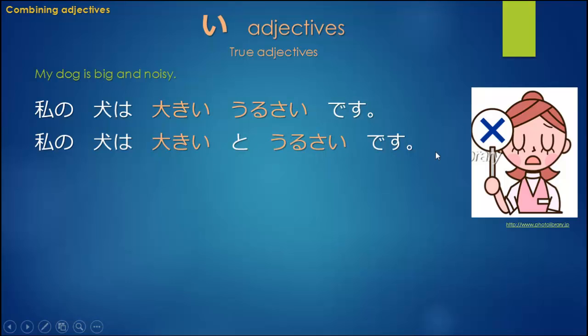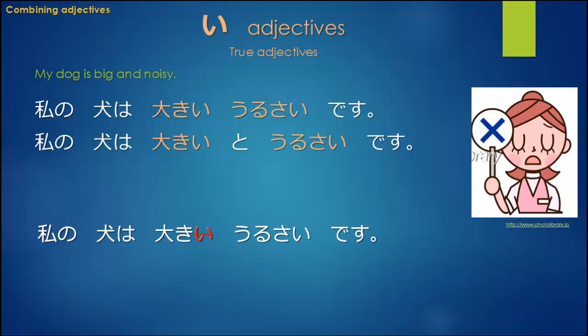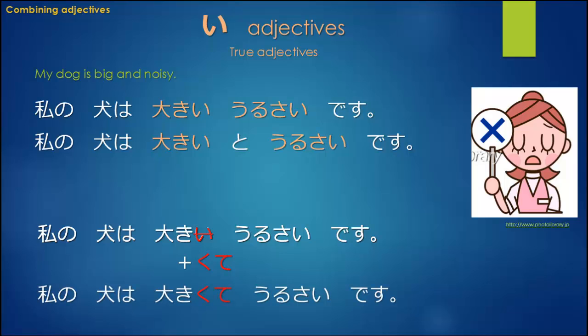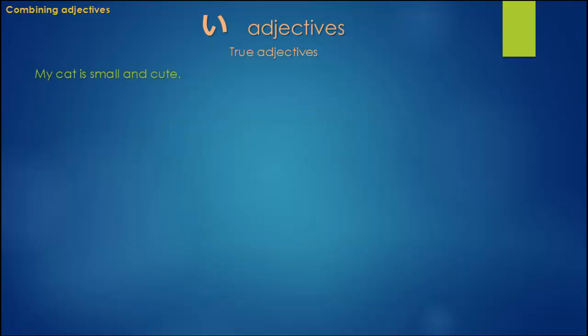The correct way to combine two true adjectives is to chop off the i from the first adjective and add kute. So that becomes 私の犬は大きくてうるさいです. Ii is a unique one. We're not going to go into depth with ii, that we can use it in a different way as well. But for this purpose of showing true adjectives, where the first adjective that you use is a true adjective, we chop off the i and add kute. And let's look at some examples.